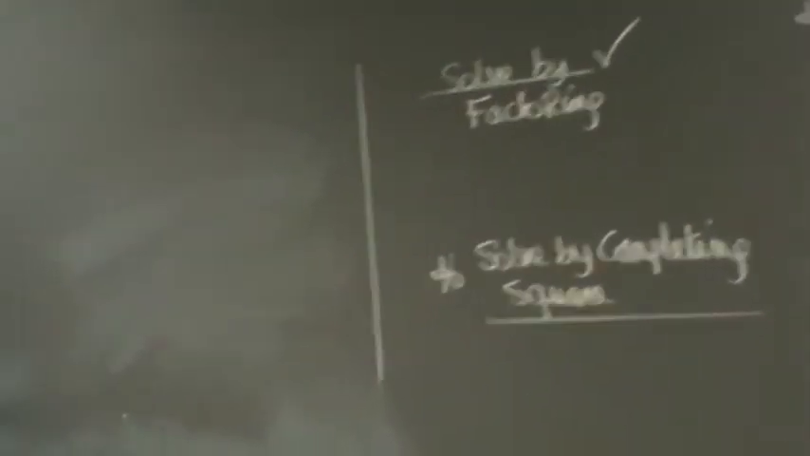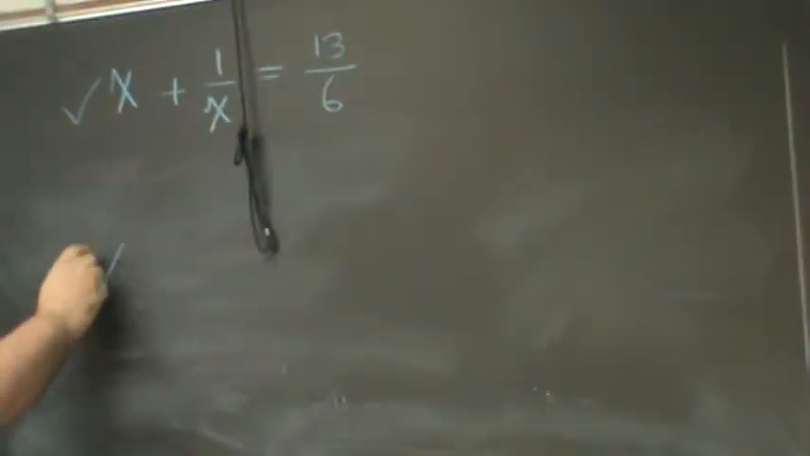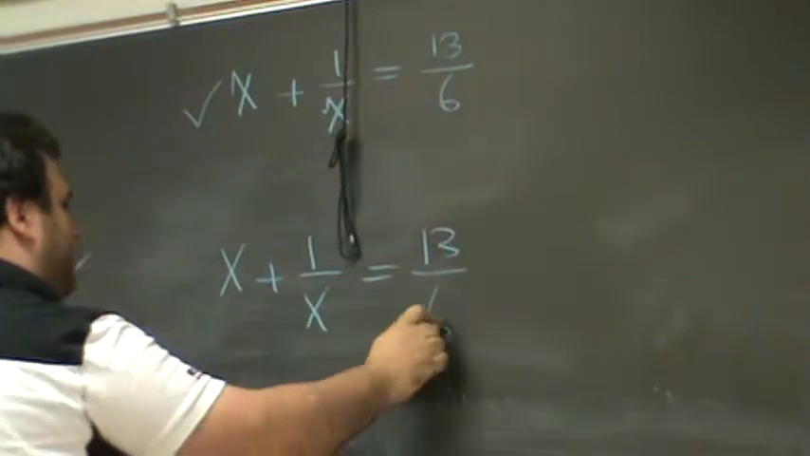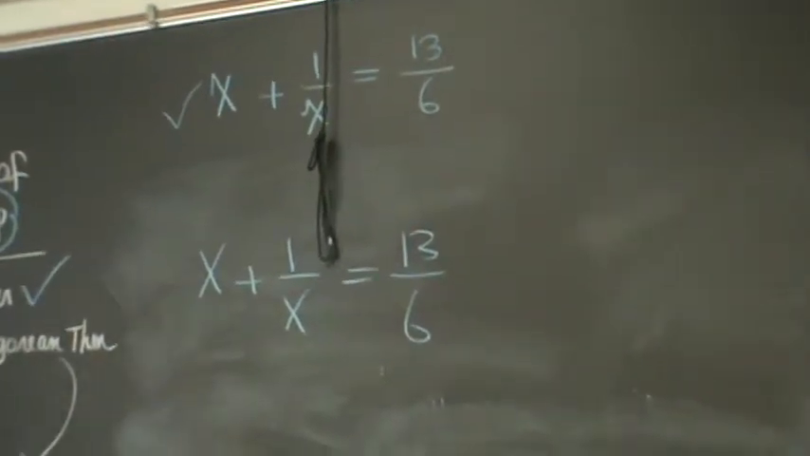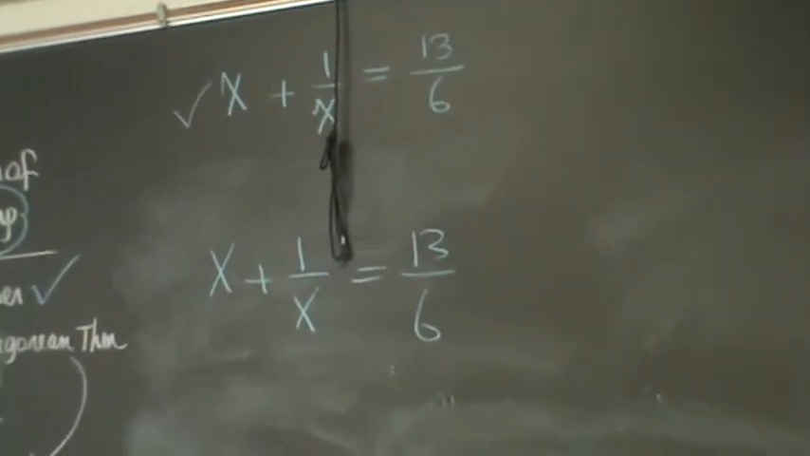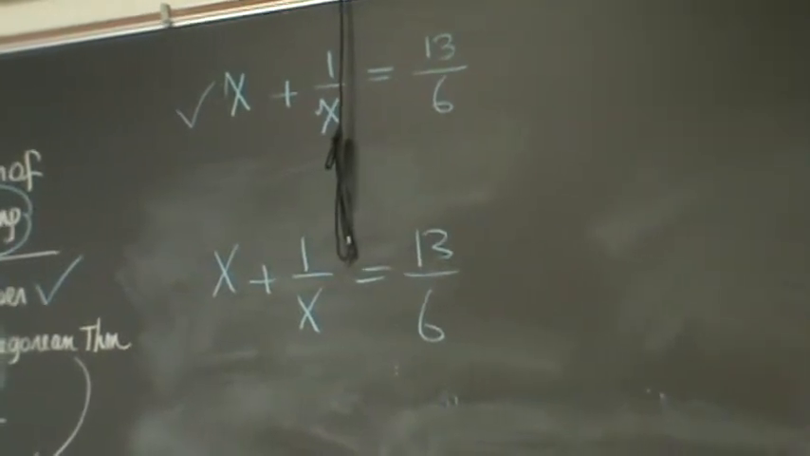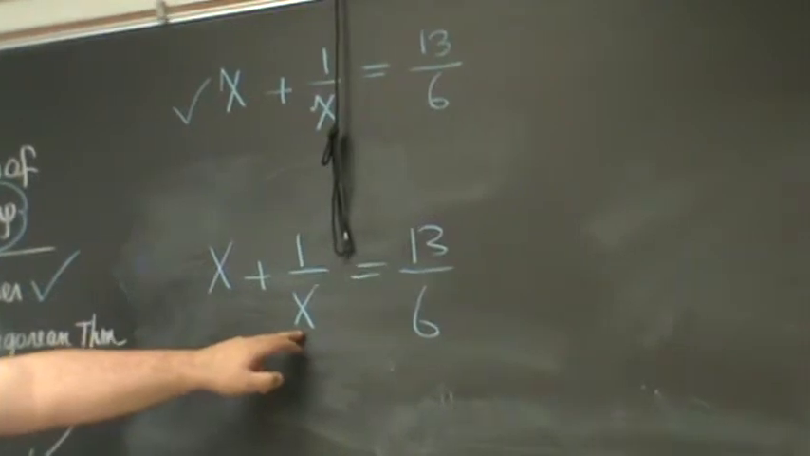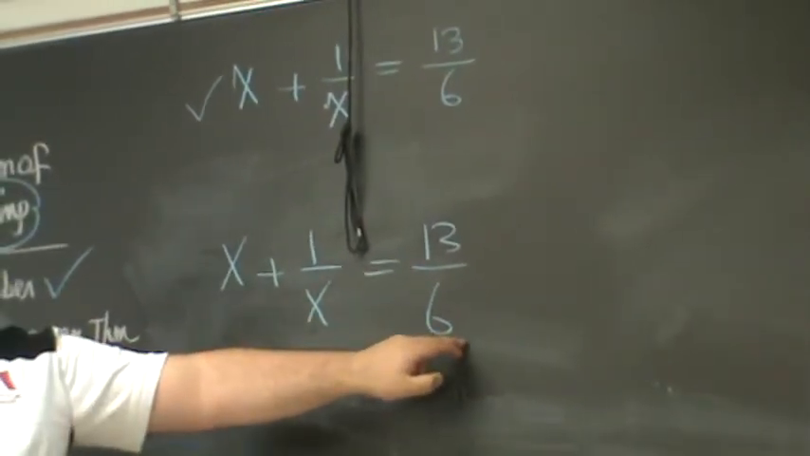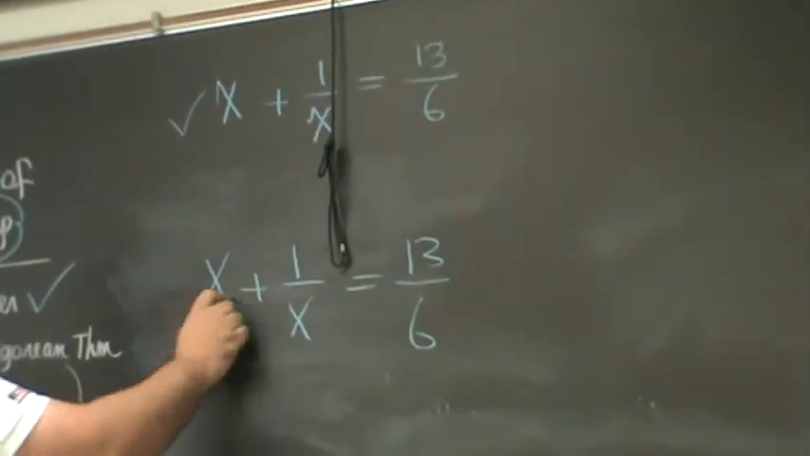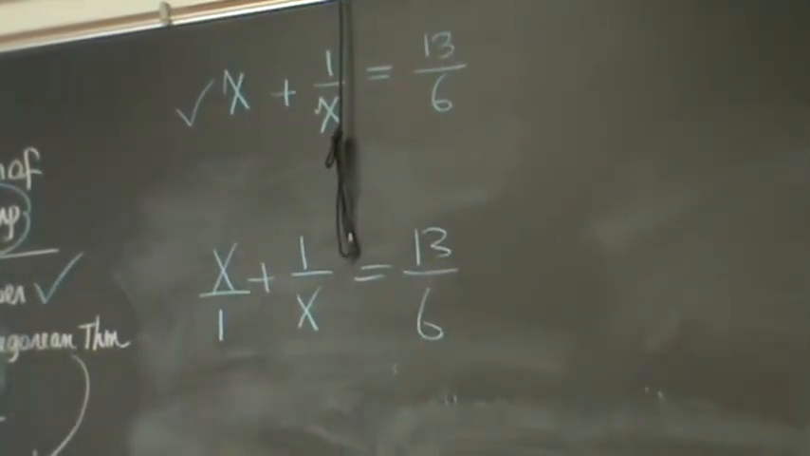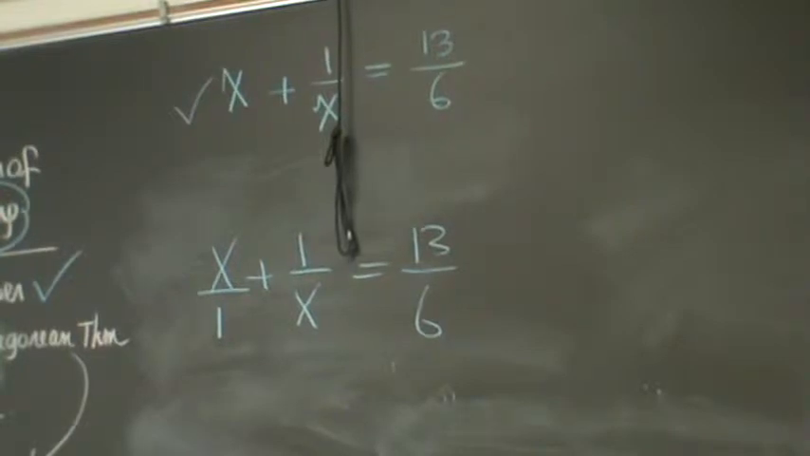Let's go. Let's see this equation: x plus 1 over x equals 13 over 6, right? What's the problem with this equation? What's the denominator here? x. What's the denominator here? 6. And what is the denominator here? 1. I can't add fractions unless I have the same denominator.